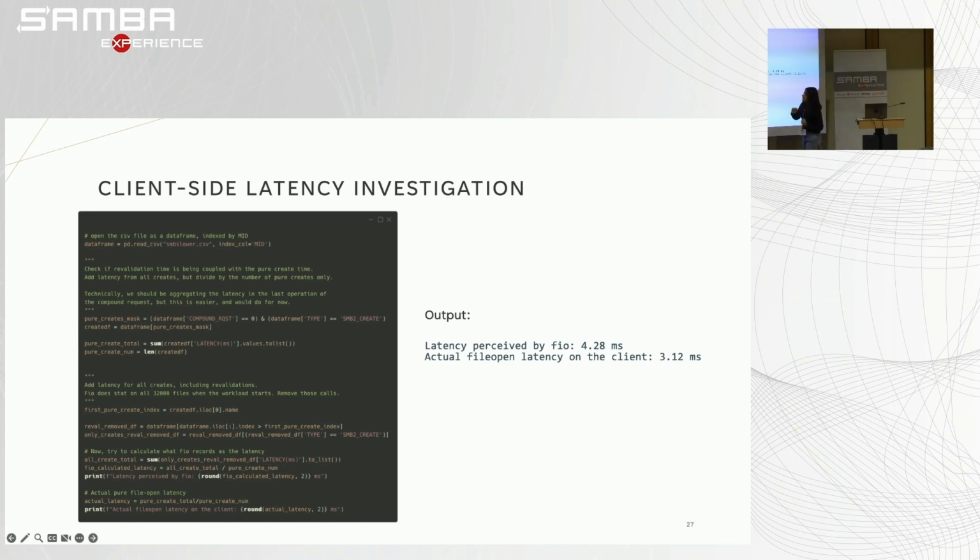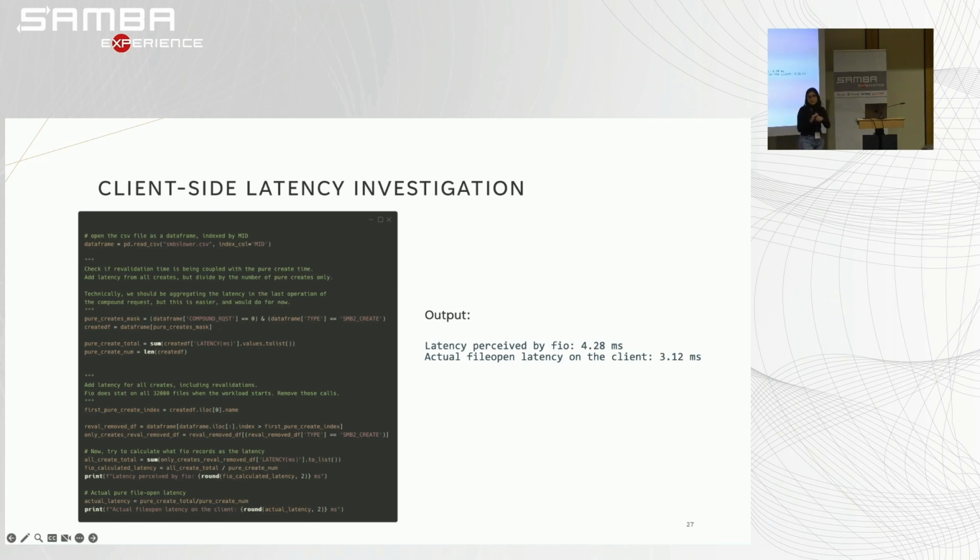So what we can do is we can get the pure creates, basically creates which are not a part of a compound request, because that is what the SMB slower output gives us. You find the number of pure creates, and the actual latency from the pure creates. Similarly, you can calculate the latency from all creates, including the creates that are coming from revalidation.